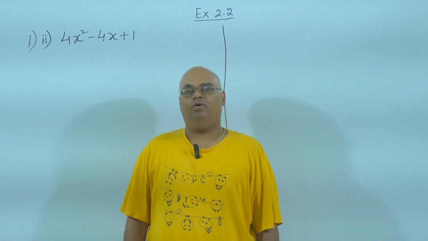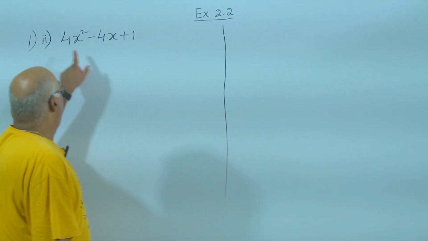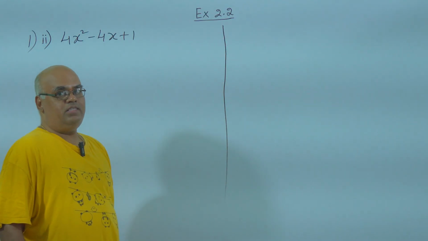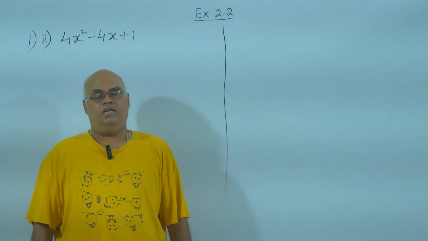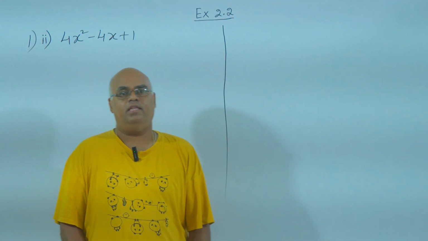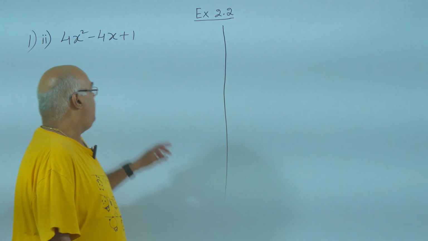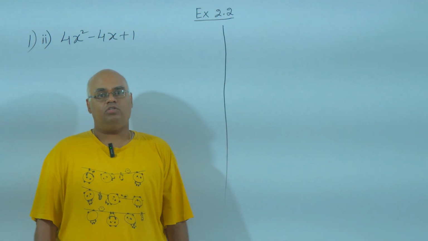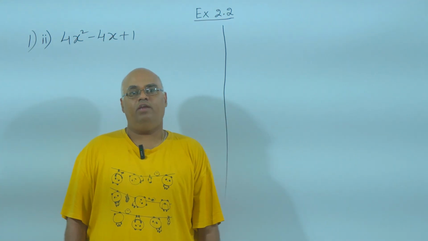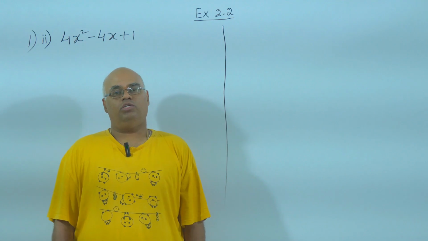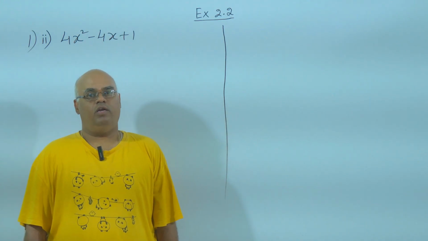In this video, I am going to solve the second bit of the first problem of exercise 2.2 from the NCERT textbook. So let us see the second bit of the first problem. Like in the earlier problem, we have been given a quadratic polynomial. We need to find the zeros of the polynomial and then verify the relationship between the zeros and the coefficients of the given polynomial. So let us solve this.